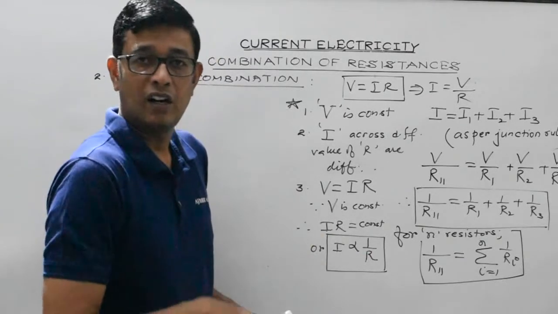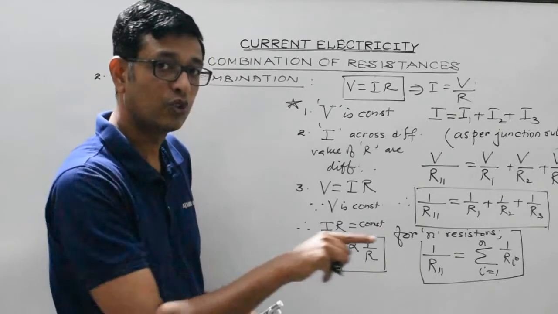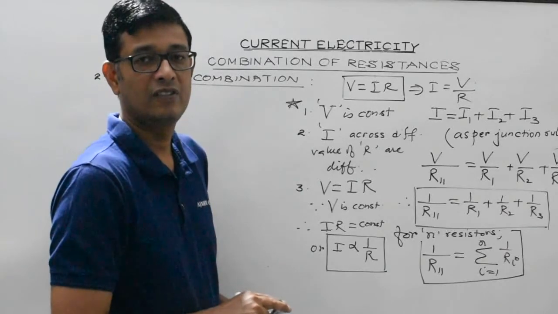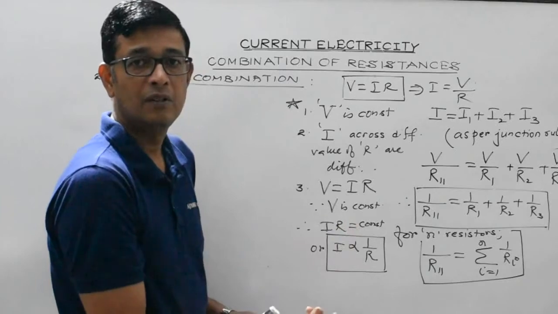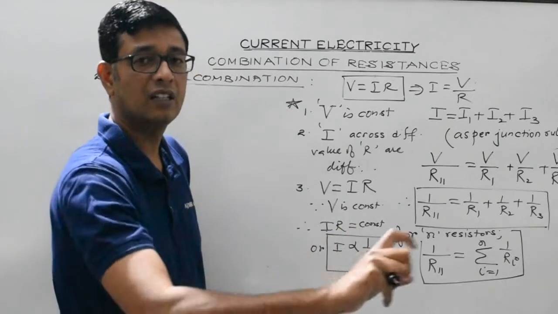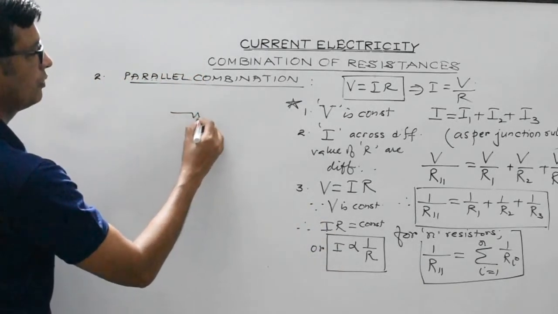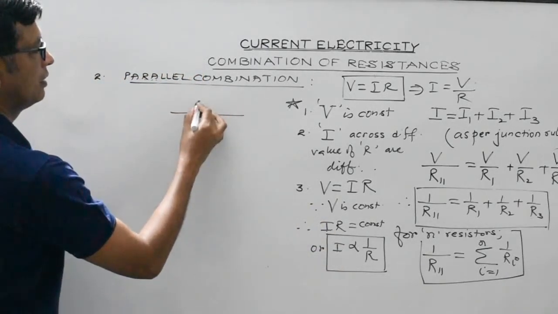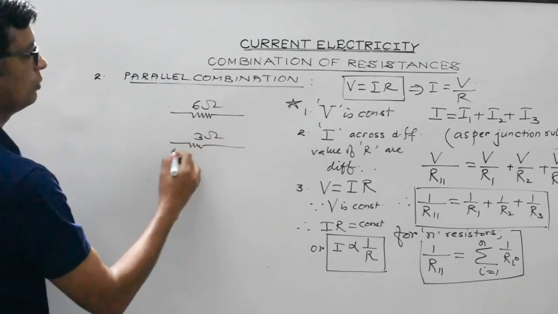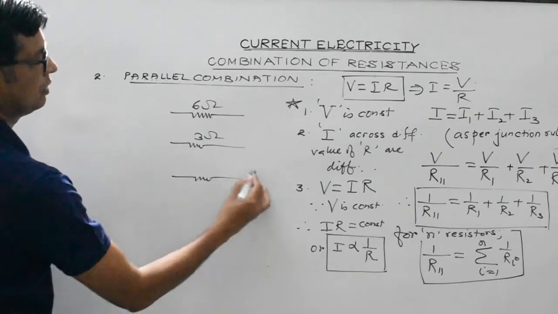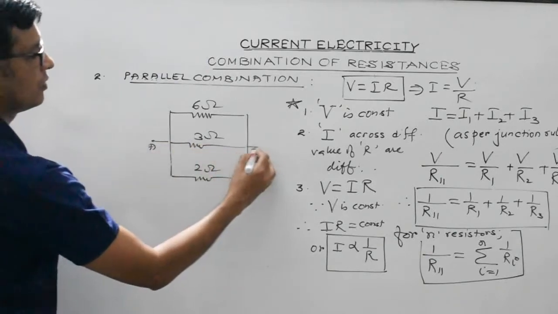So, higher the value of resistance, smaller will be the current flowing through that particular branch. Clear? And lesser the resistance offered by a device, more will be the current flowing through it. So basically, if we take the example of, like, 6 ohm, this is 3 ohm, and let us consider this to be 2 ohm. All the three are connected in parallel, right?